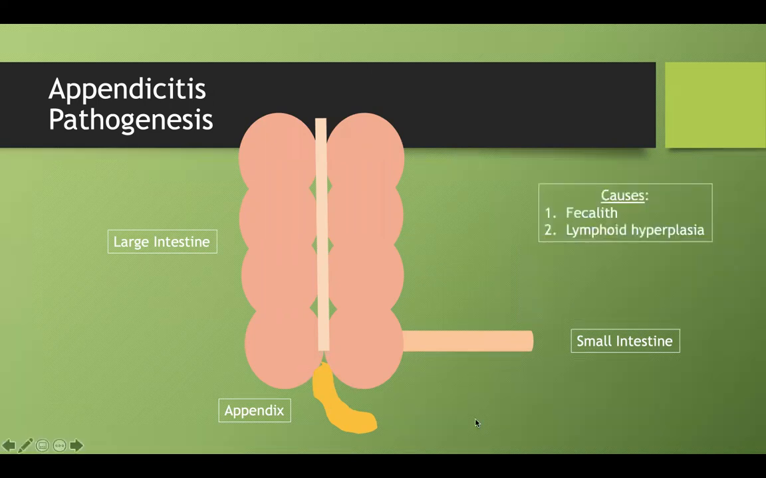And what happens in the first cause, a fecalith, is that if you have a ball of stool stuck here, you no longer have drainage from your appendix. And so what's going to happen is that it can cause back pressure, inflammation, and bacterial overgrowth in that region. In children, you sometimes get lymphoid hyperplasia, and that's because you can have lymphoid tissue that grows too big, especially in response to a viral infection or a vaccine, and that could also cause appendicitis in children.